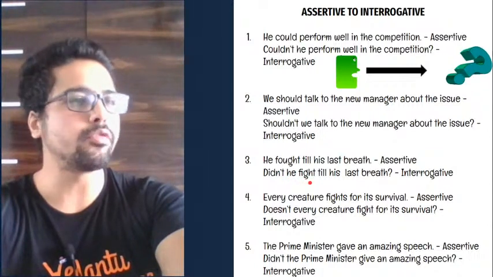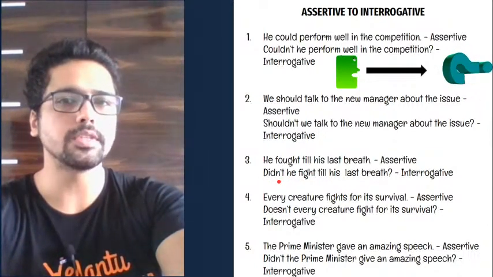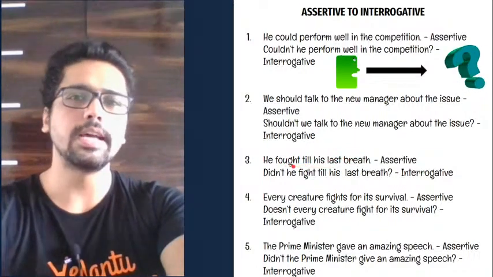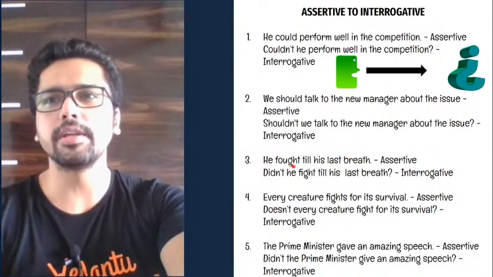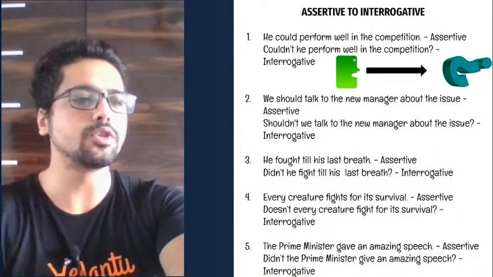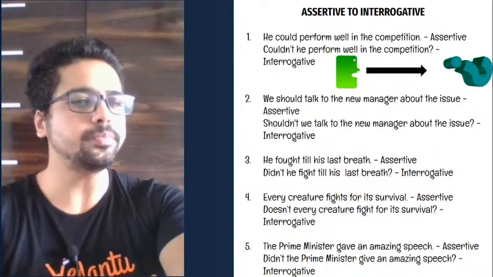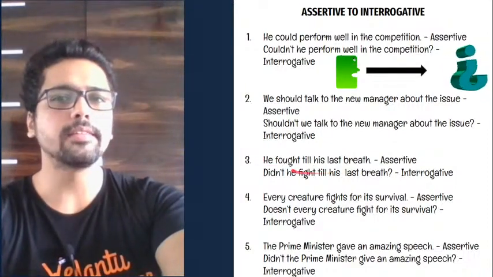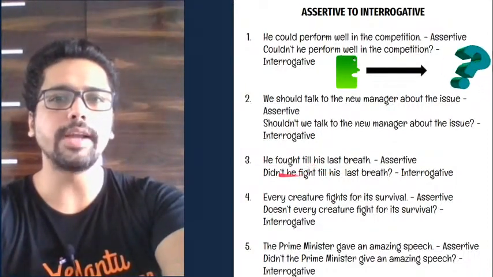Didn't he fight, not fought, because I'm already using a past tense. So look at this here. He fought till his last breath. Now, fought is past tense, and there is no auxiliary verb given here. So in this case, I have to take help of do, does, or did. That's the rule. Now, how do I decide that? On the basis of the tense.